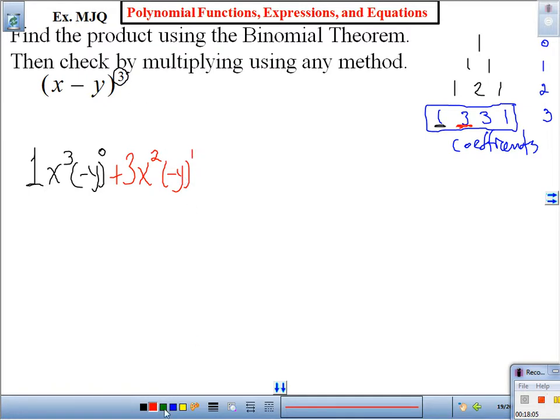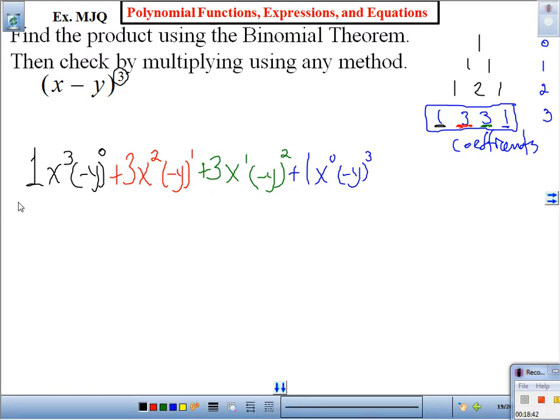Let me go to the next one. What's my next coefficient? 3 again. Plus 3 times x to the first and negative y to the second. And last but not least, I'm going to go to the last one. What's the last one? 1 times x to the 0 and negative y to the third. So hopefully, look what we found out.